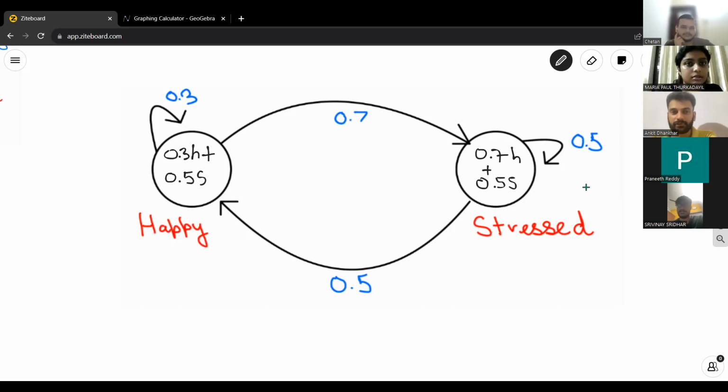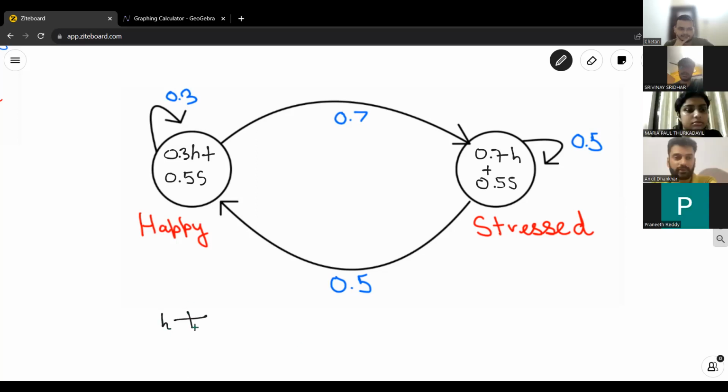The third equation itself: h plus s is equal to 1000 because we are given 1000 people. Not 1, correct me if I'm wrong. What is h plus s? h is the number of people who are in state happy, and s is the number of people who are in state stressed at any given point. That will be equal to the total number of people, right? No matter if they move, they either have to be stressed or happy. That's what we're trying to say.